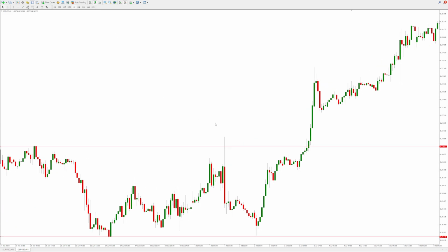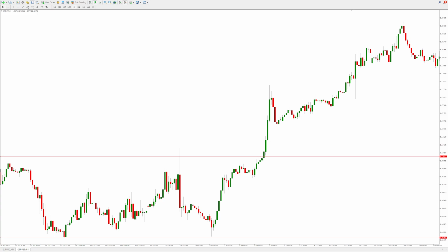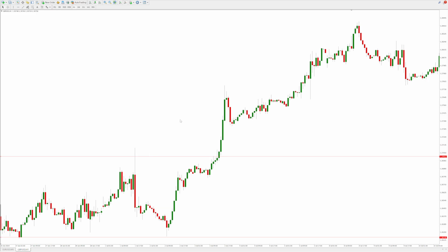I think it's worth mentioning that you don't have to blindly take this pattern by itself. You can use other indicators for confirmation. You can even wait for the breakout just to make sure it's not a fake out, and then enter on the pullback.